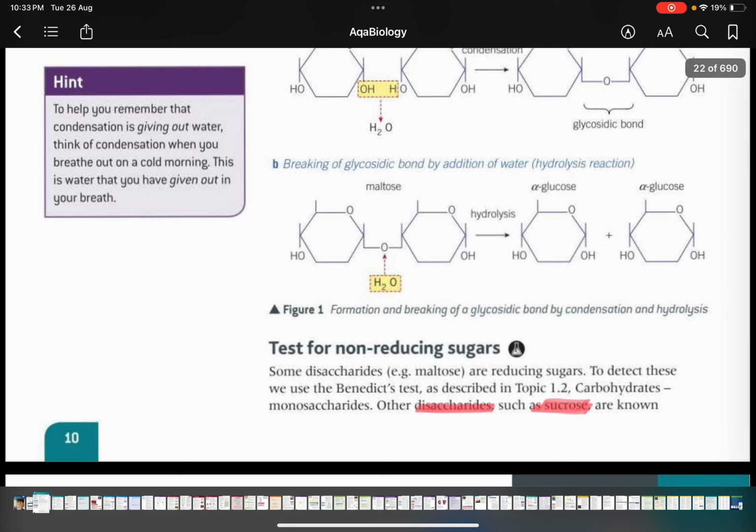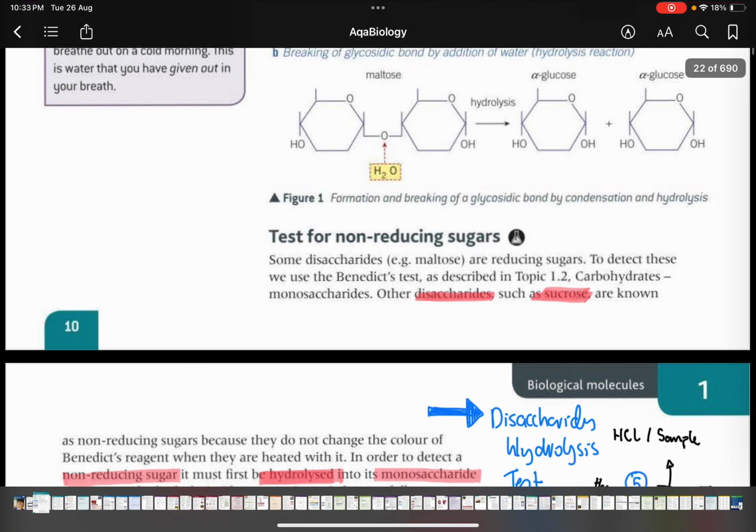You have to bear in mind that alpha glucose is used for maltose, as well as most storage molecules. For non-storage molecules such as cellulose, which is specifically in plants, you're going to have beta glucose, and we'll learn more about that in a second.